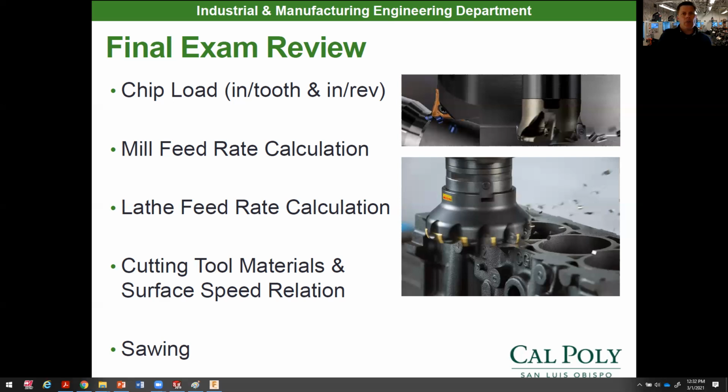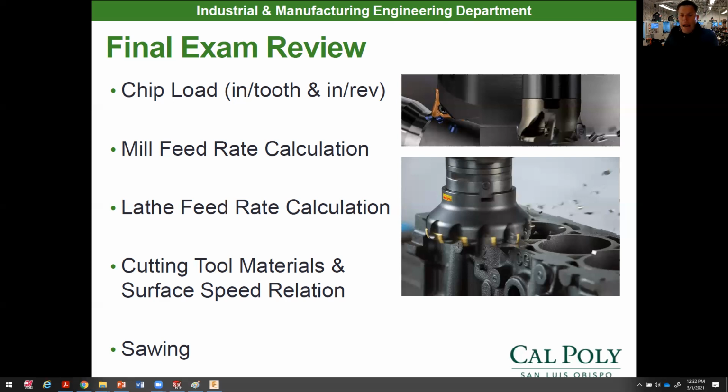I would know what those 3 major types of tool materials are, and I would know which one runs a faster surface speed. So I would know about high-speed steel, carbide, and maybe high carbon steel, and know which one has the fastest surface speed value in relation there.